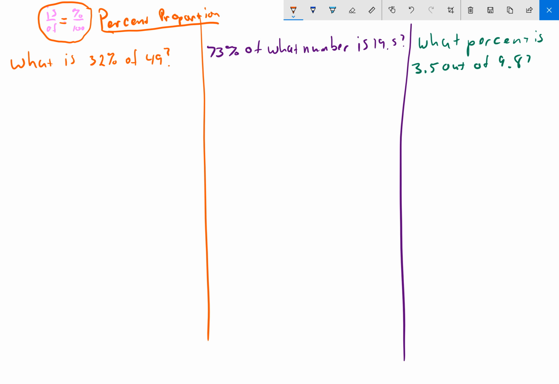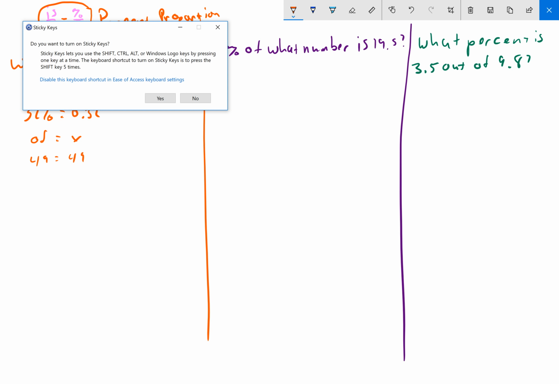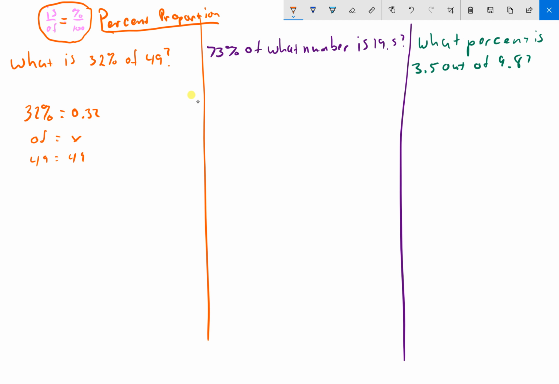Now, just to recap, what I said before was, if you recognize that 32% is really 0.32 as a decimal, and you know of means multiplication, then this becomes very, very easy. You just do 0.32 times 49, and you'd get your answer. And that's it. Now, I'm going to use the percent proportion and show you how this works.